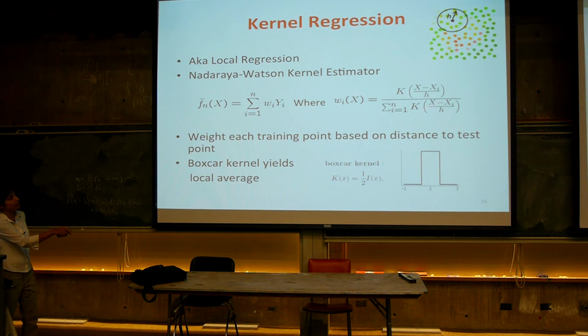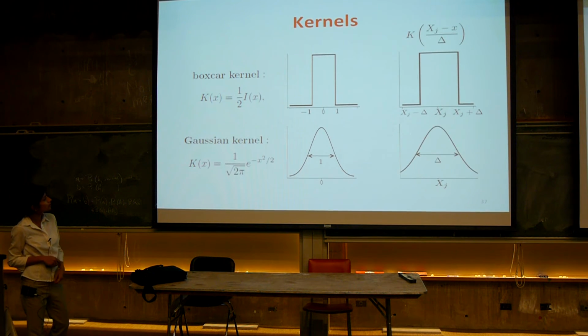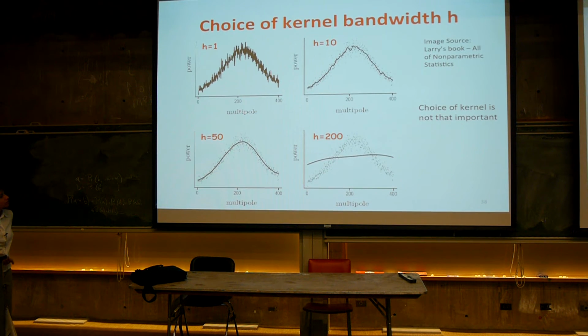So when you plug in this kernel as the weight, what you get is actually called the Nadaraya-Watson kernel estimator. It's a weighted average, but where your weights come from a kernel. Once again, you can use the same kernels we talked about before, the boxcar kernel or the Gaussian kernel. What happens now is very similar, where you can look at the choice of the kernel bandwidth. This is again trying to predict some power versus multiples. This is what you get with setting your bandwidth to 1. This is 10, 50, 200, very similar effect.